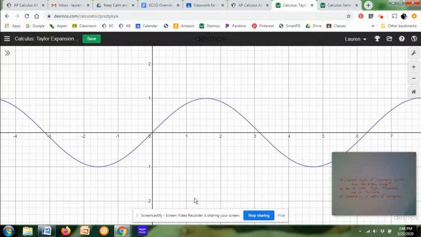Hi everyone, this is an introduction to our series unit. The very first question we're going to ask you is, what is the function that represents this graph shown here in Desmos?